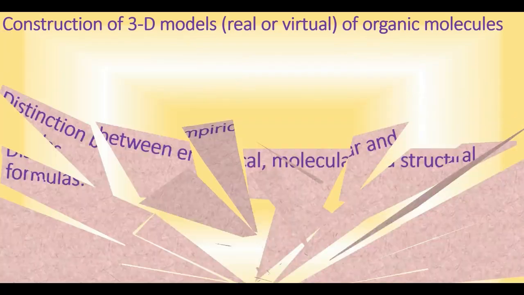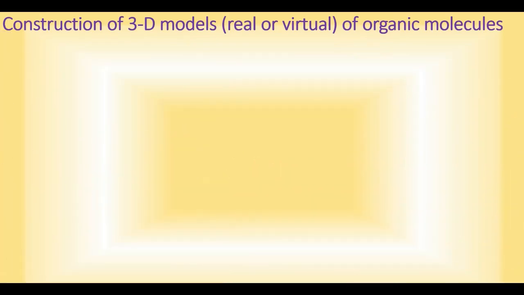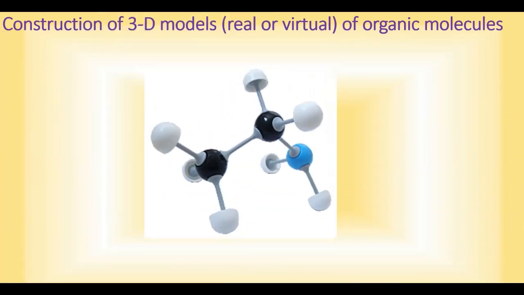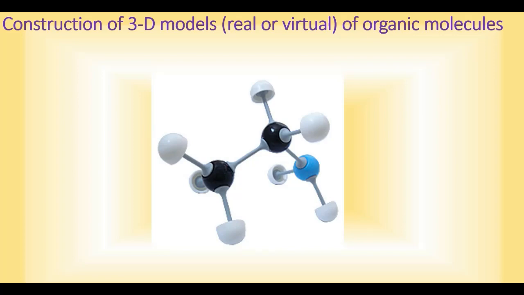Molecules could be shown with the help of the 3D models, which could be real or virtual models. Like this is a 3D model. These 3D models are also available in the form of different kits, in which it can be clearly seen that a carbon atom is shown by this black ball, which is actually having 4 holes, so it can connect to 4 other atoms.